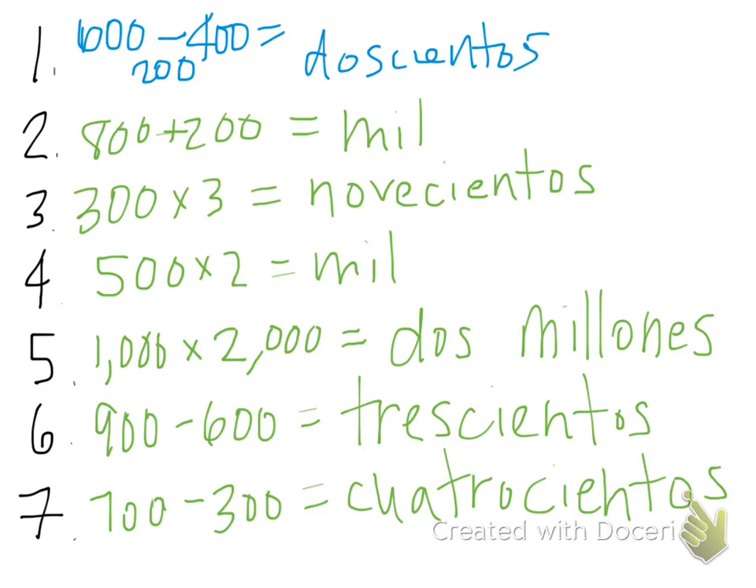Okay, here the answers are. For número dos, we have 800 plus 200, which is 1,000 or mil. For número tres, we have 300 times 3, which is 900 or novecientos. 500 times 2, which is 1,000, we have mil. 1,000 times 2,000, which is 2 million or dos millones. 900 minus 600, which is 300 or trescientos. 700 minus 300, which is 400 or cuatrocientos.